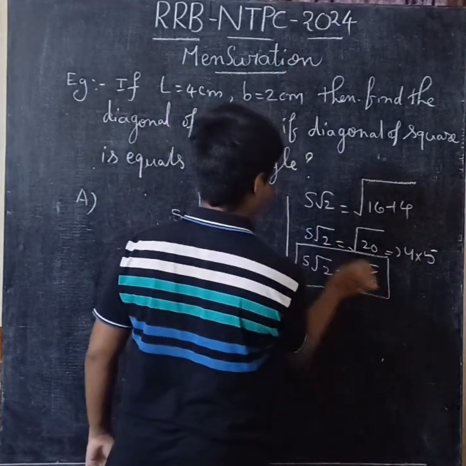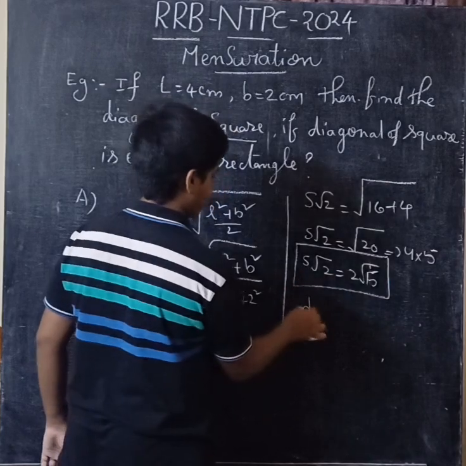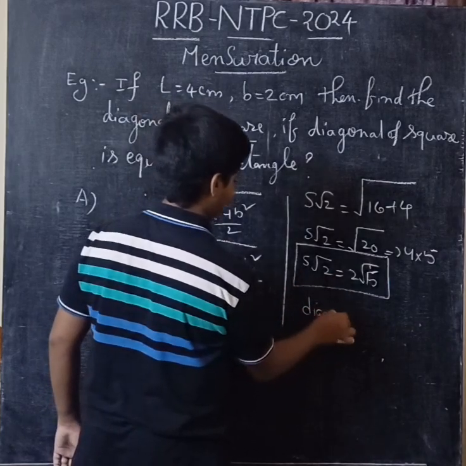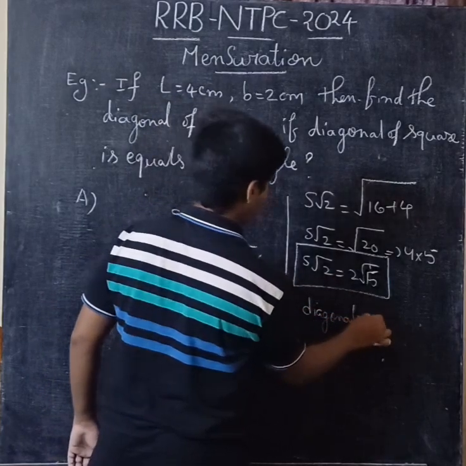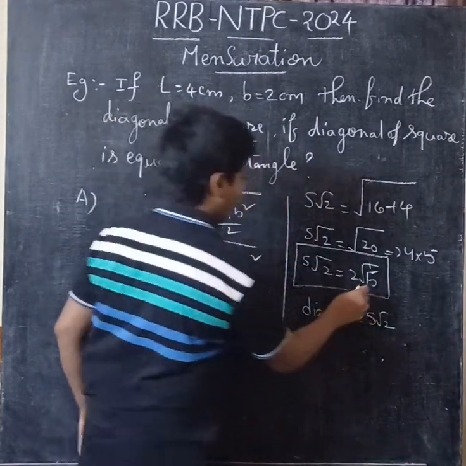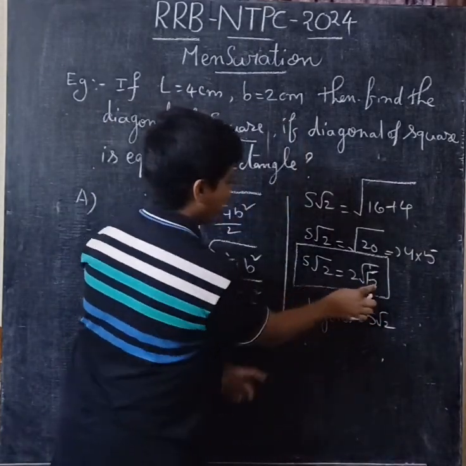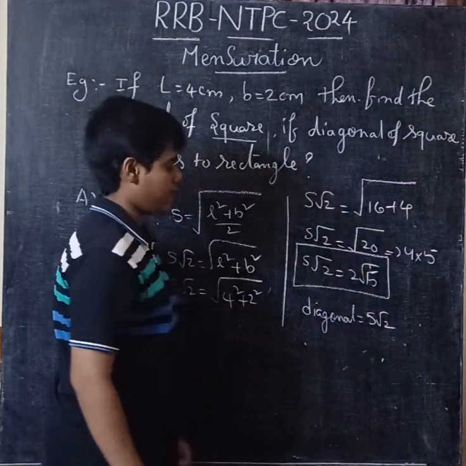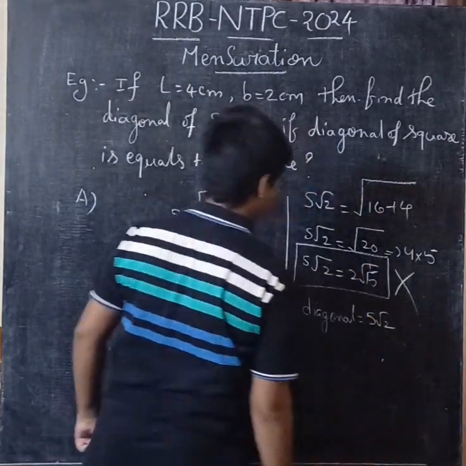S root 2 means diagonal. But this is not the form of the diagonal, which means here root 2 and root 5 are not equal. So this is not a diagonal.